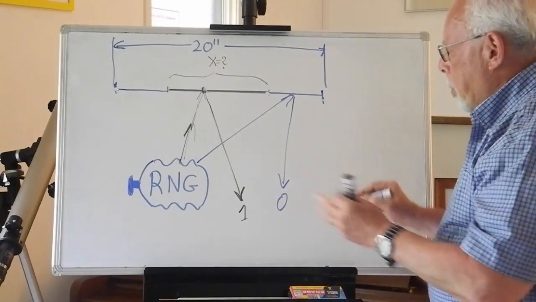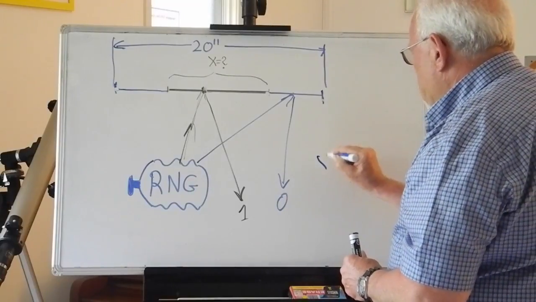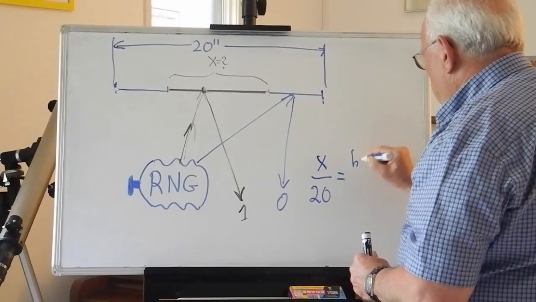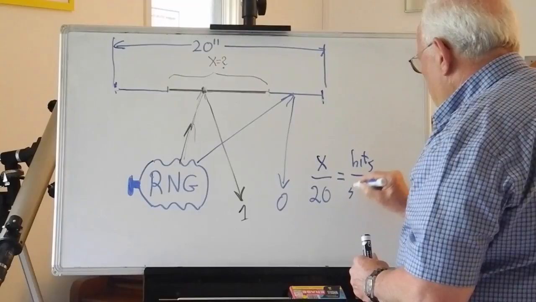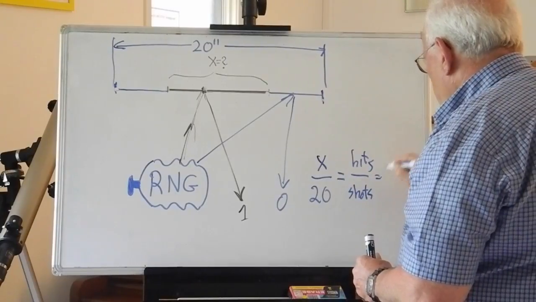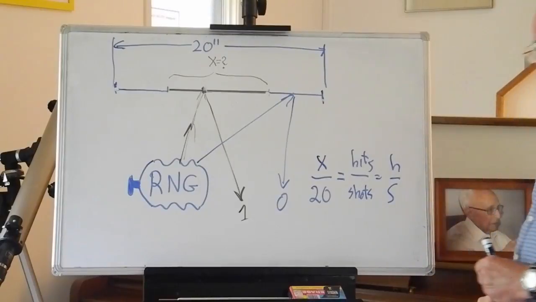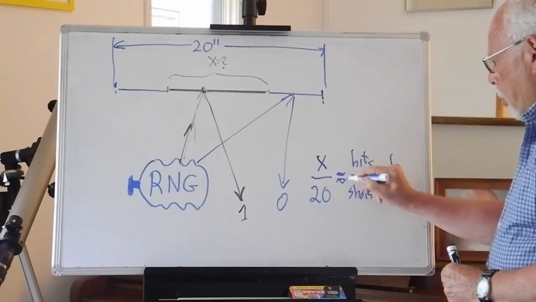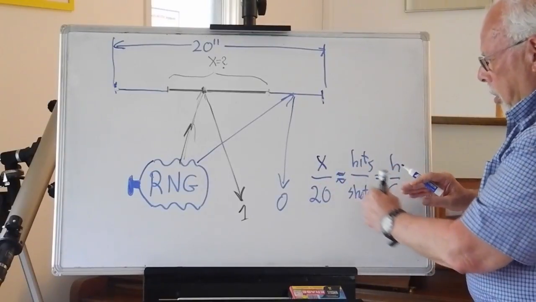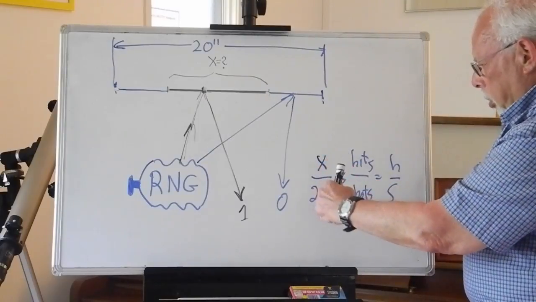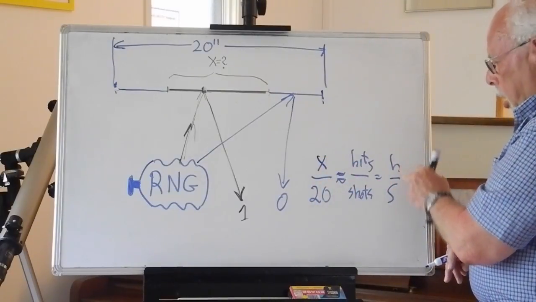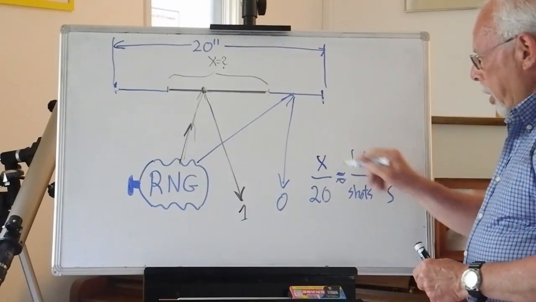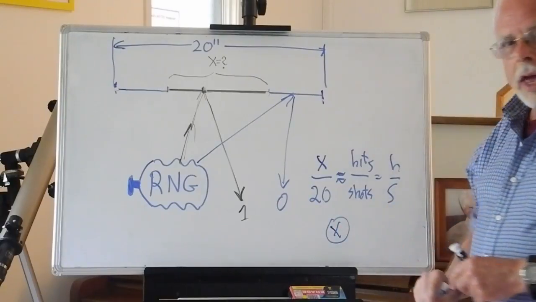Now, let me write here an equation. X to 20 equals the number of hits to the number of shots, or H to S. We could say more or less it's getting close. So if I know 20, of course, I know how many shots I shot, I know how many of them were hit, so I know everything, I can calculate x.